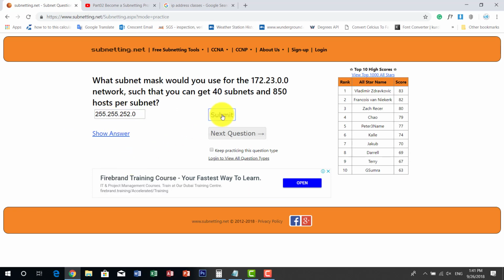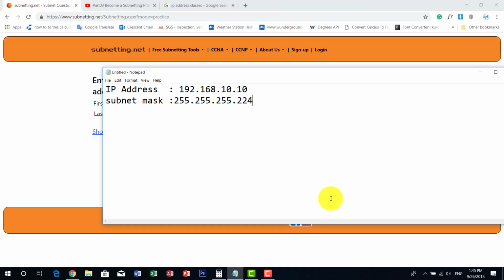Let's check our answer. Click submit. Yes, it's correct. So this is how easily you find the subnet mask from the given number of total subnets. Another question.